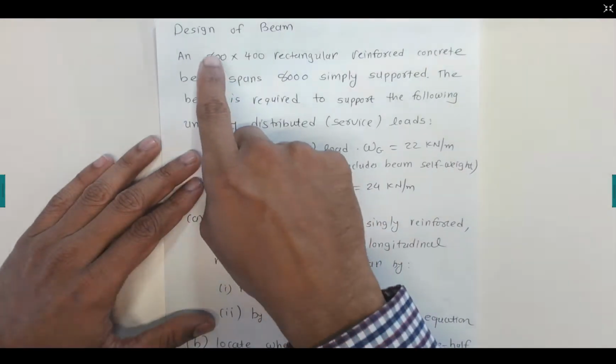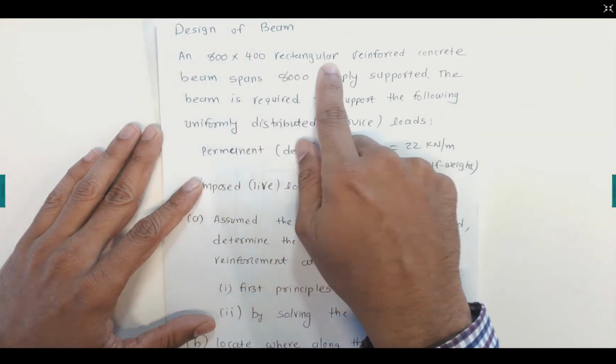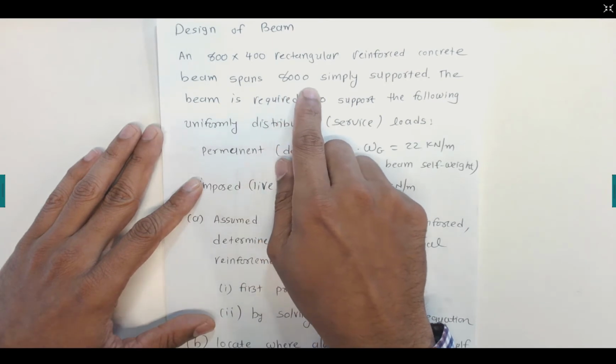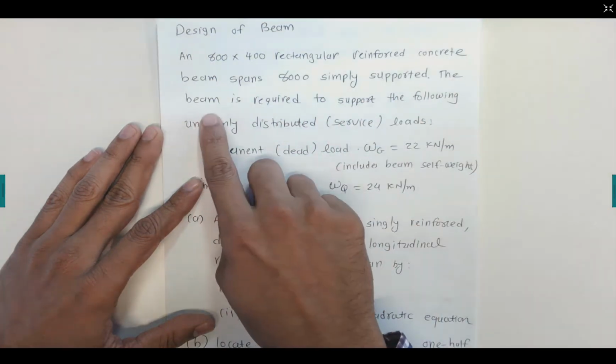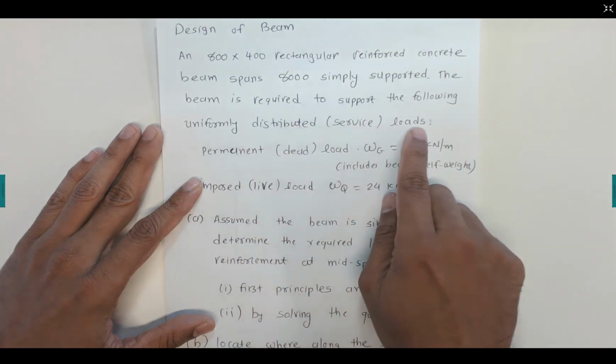This video explains the design of a beam, an 800 mm by 400 mm rectangular reinforced concrete beam which has a span length of 8000 mm, simply supported. The beam is required to support the following uniformly distributed service loads.